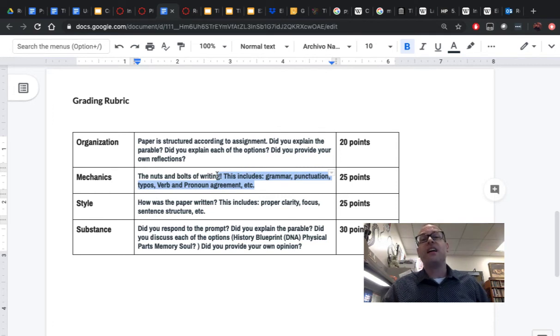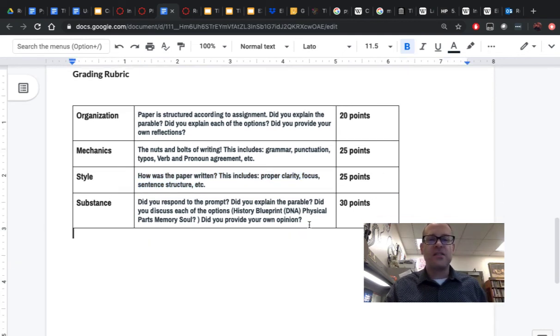Mechanics. This is the nuts and bolts of writing. How is your grammar, punctuation marks, verb and pronoun agreement, etc. Style. How was the paper written? Were you focused? Did you address things properly? This is sort of how you write.